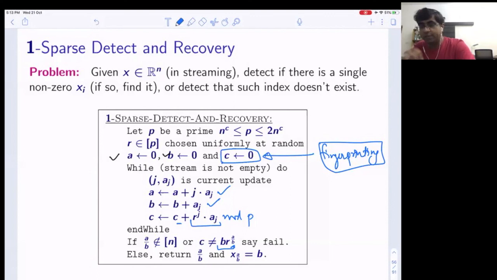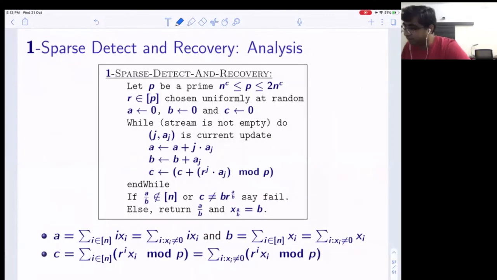Now we have to analyze why this algorithm is correct. So let's try to think. What is A? As before, it is the sum of i times x_i, over i with x_i not equal to 0. And what is B? Same, it is basically the sum of all the x_i. Now what is C? It is the sum over i in [n] of R^i x_i mod P, which is the same as this.